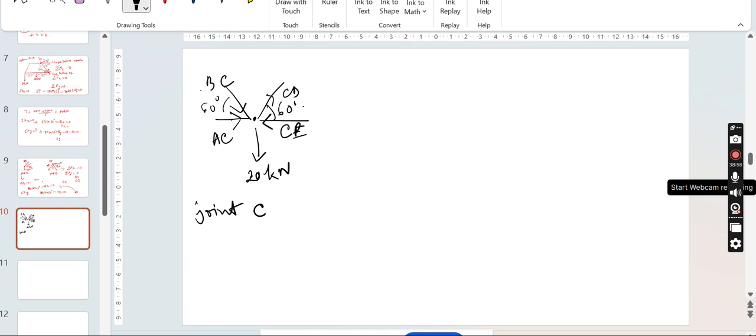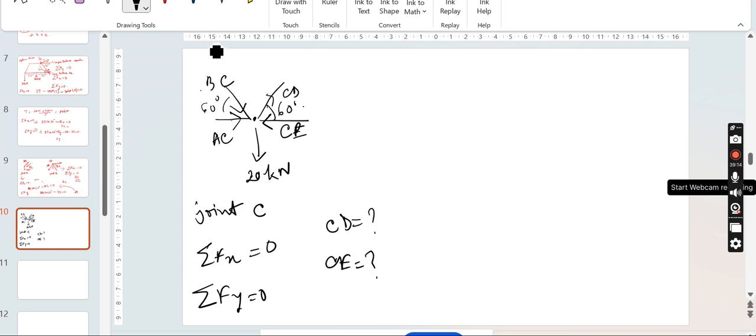When the free body diagram of C is like that, if we put Fx equal to 0 and Fy equal to 0, the force balance equations in the x and y directions, you will get CD and CE. After that, you need to come to joint E.